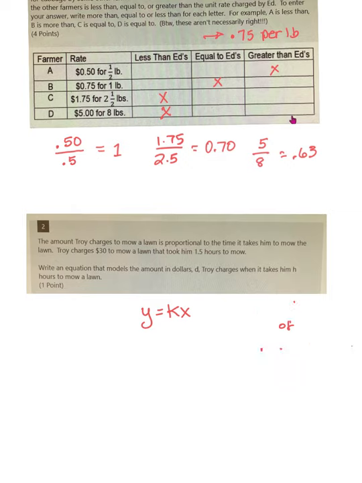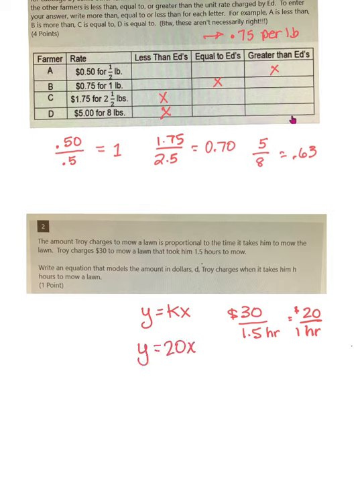So in order to write our equation, we need to know the unit rate. So here, it tells us that Troy, it takes him an hour and a half to mow, and he charges $30. So we want to know his price per hour. So because we want to know per hour, I need to put the hours in the denominator, right? So it's $30 per hour, so we divide. 30 divided by 1.5 is 20, which means he's charging $20 per 1 hour. That means our equation is going to be y equals 20 times x.